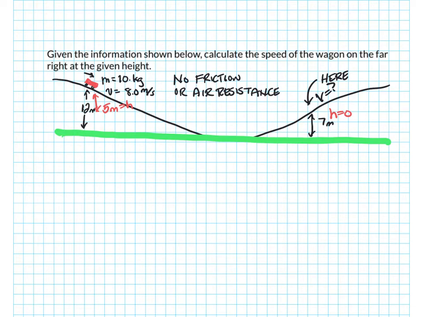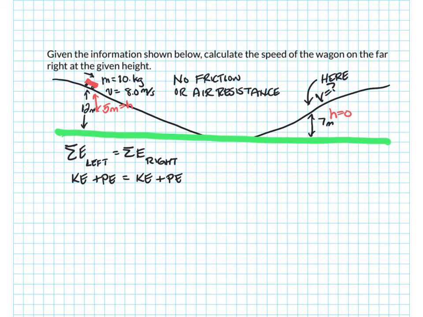So I'll start with conservation of energy. Conservation means equal. So I'm going to sum up the energy on the left, and that equals the sum of all the mechanical energies on the right. So on the left, that's kinetic energy plus potential energy equals whatever the kinetic energy is on the right plus potential energy on the right.